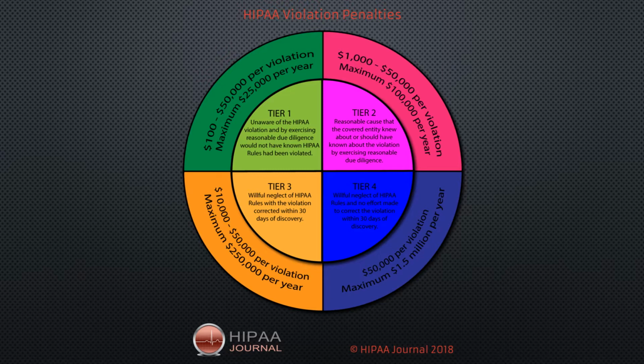The penalties for violations of HIPAA rules can be severe. State attorneys general can issue fines up to a maximum of $25,000 per violation category per calendar year. OCR can issue fines of up to $1.5 million per violation category per year. Multi-million-dollar fines can be and have been issued in the past.